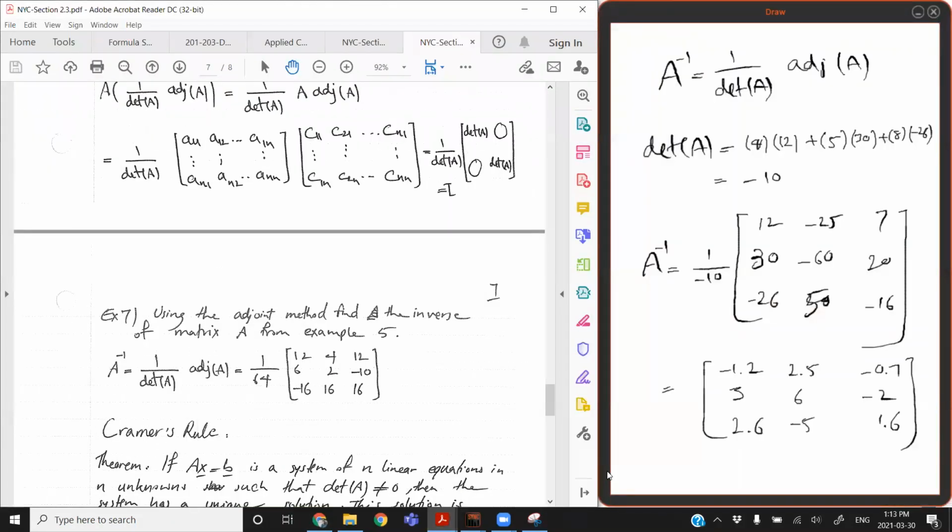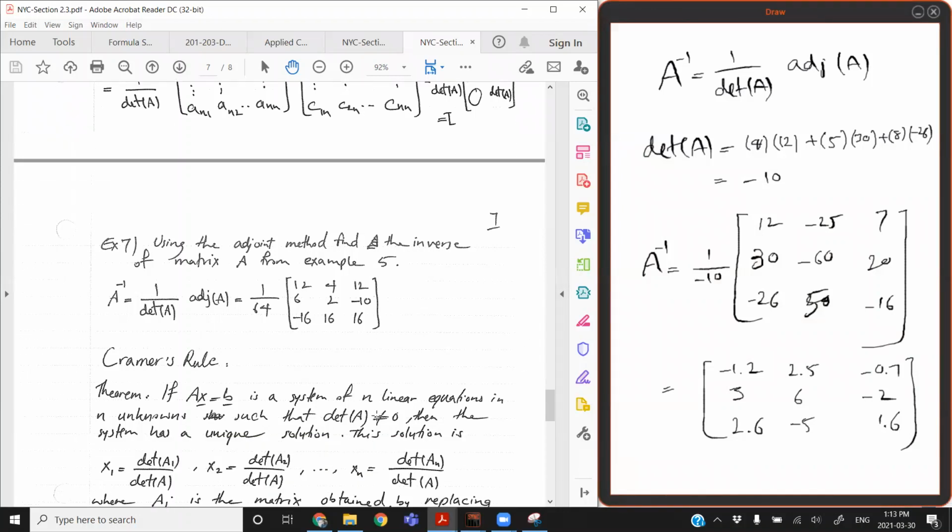Okay. So the next thing I want to cover is the Cramer's rule, but I think I should cover that next class. I don't want my lecture to be very long. So I'm going to end the lecture here, and the Cramer's rule remains for next class.